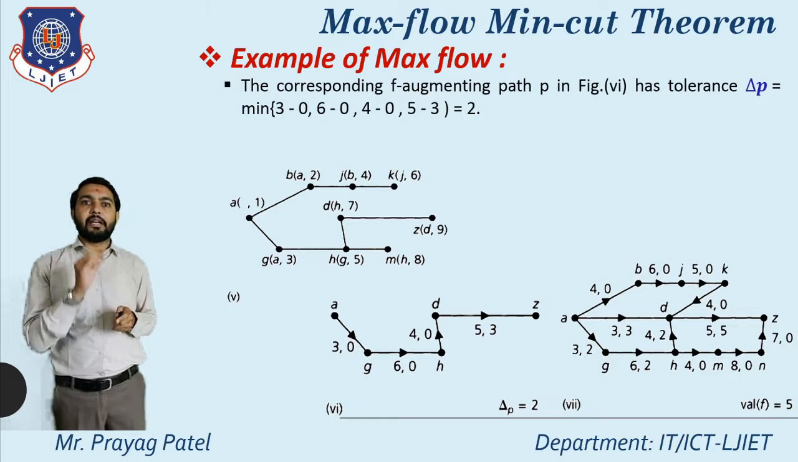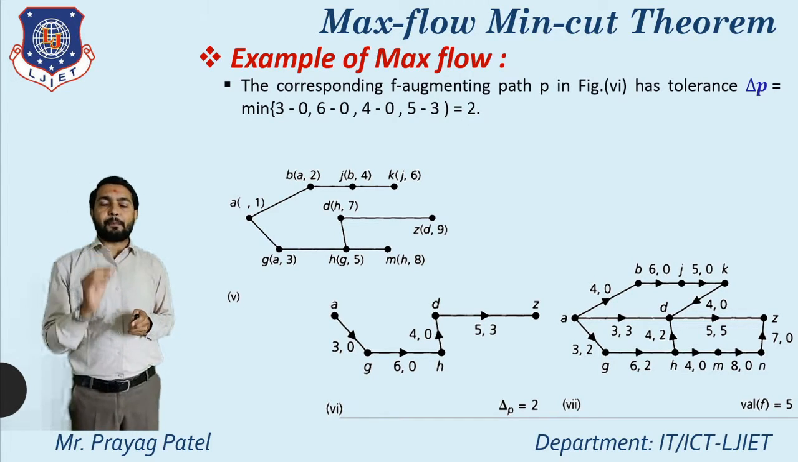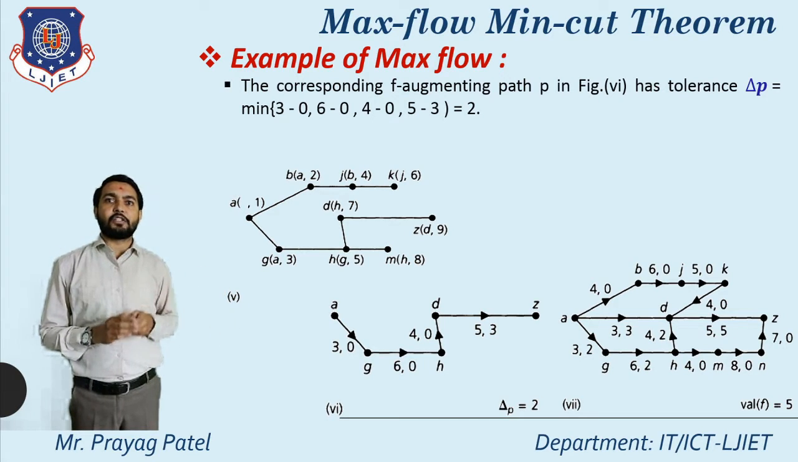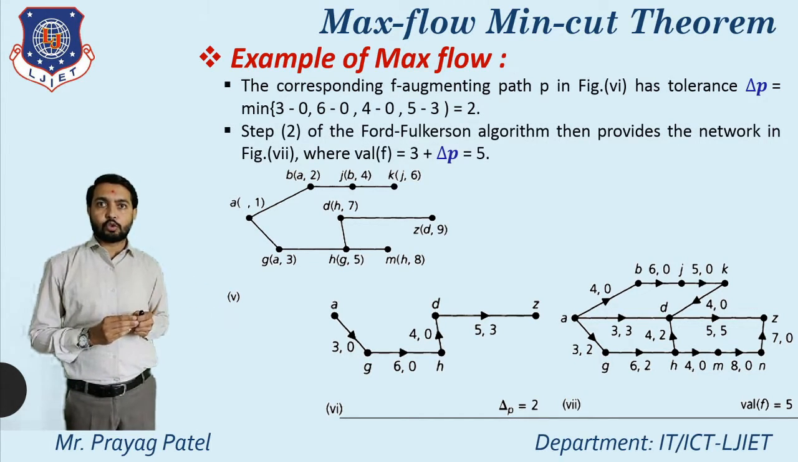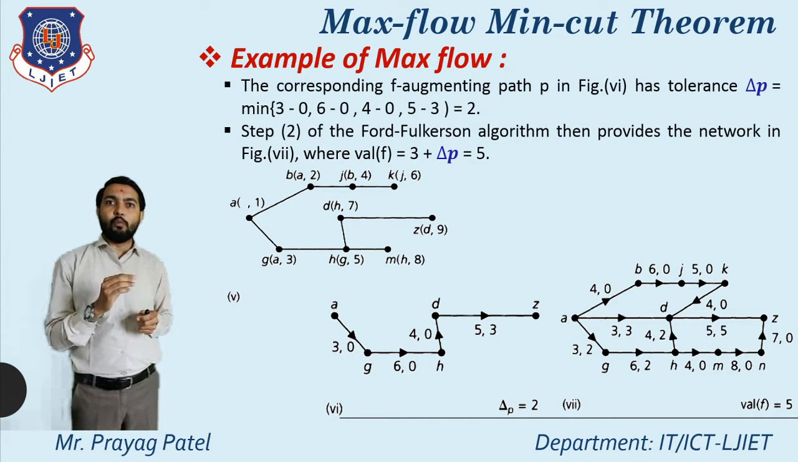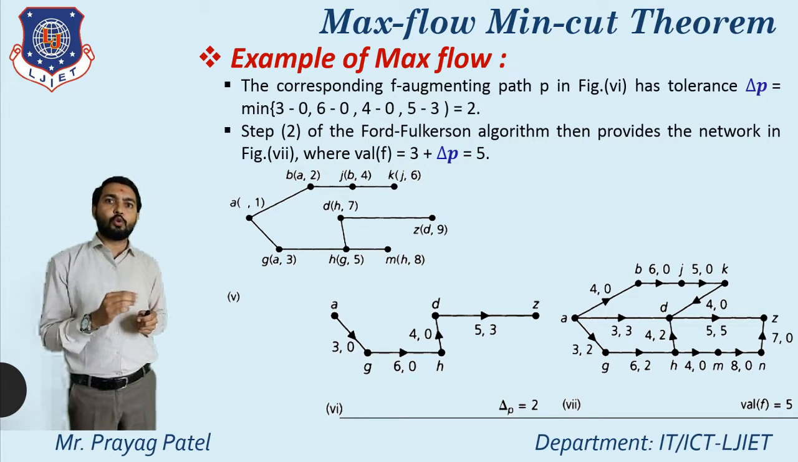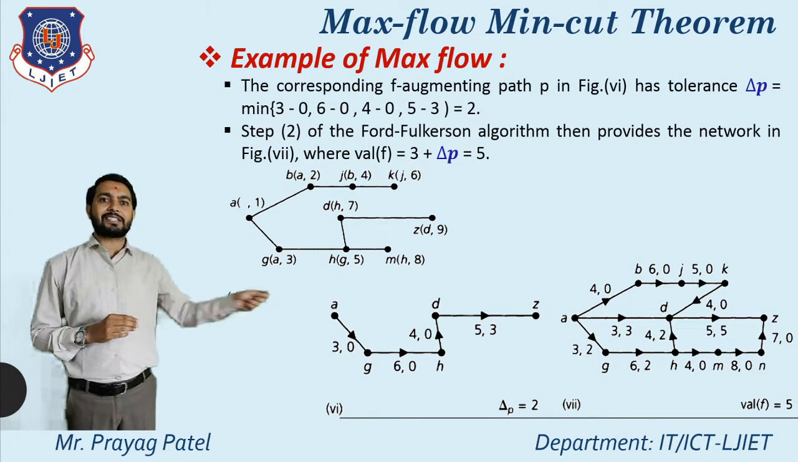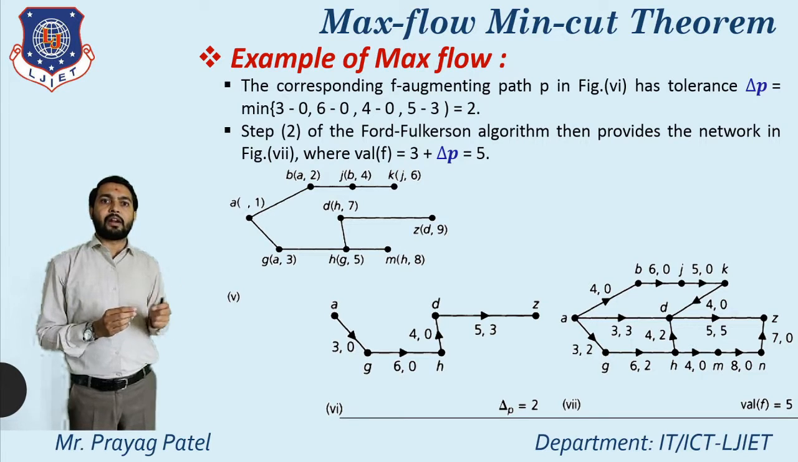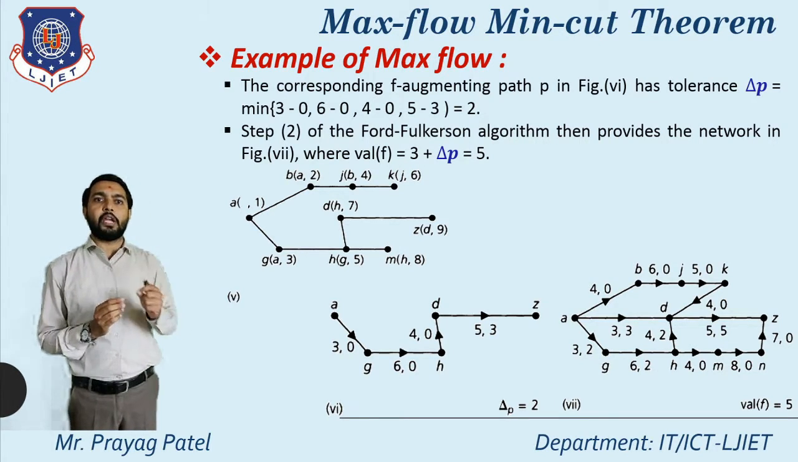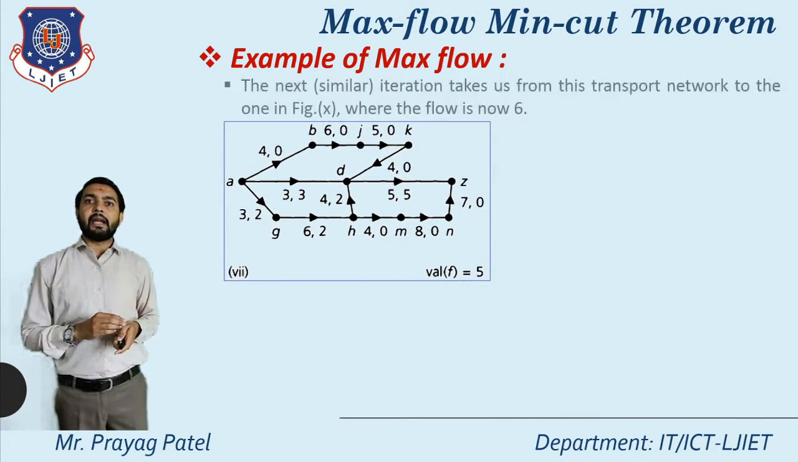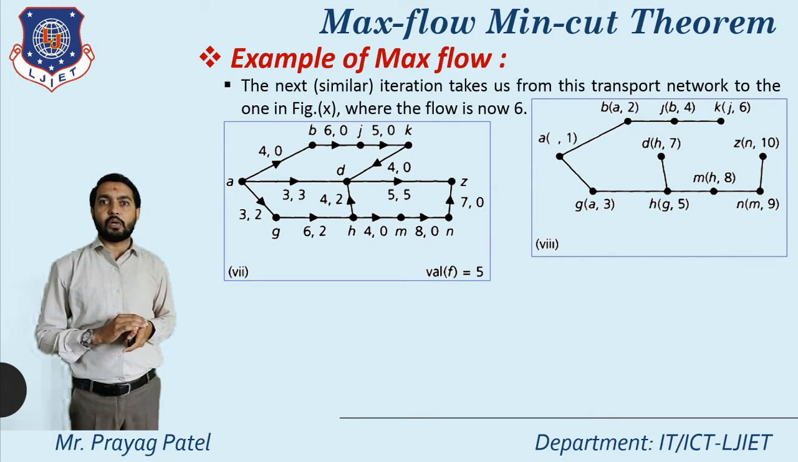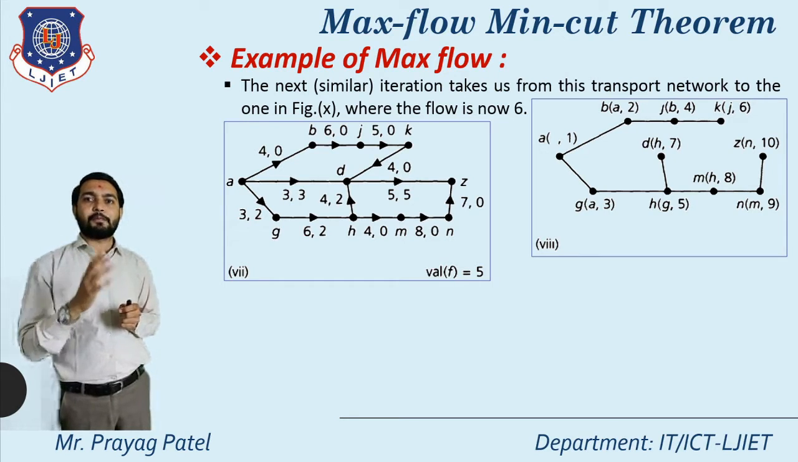Now for this path, find the delta P value. That means subtraction of flow from capacity. So 3 minus 0, 6 minus 0, 4 minus 0, 5 minus 3 equals 2. So the minimum value equals 2. That means we can increase the flow by 2 in this sequence. So our new flow value is 5, because the old flow value is already 3 plus 2 equals 5. See in the last figure, we increase the flow by 2 in our network: A to G, G to H, H to D and D to Z. Now after that we can find another path in this network. Using this, once again start from node A.